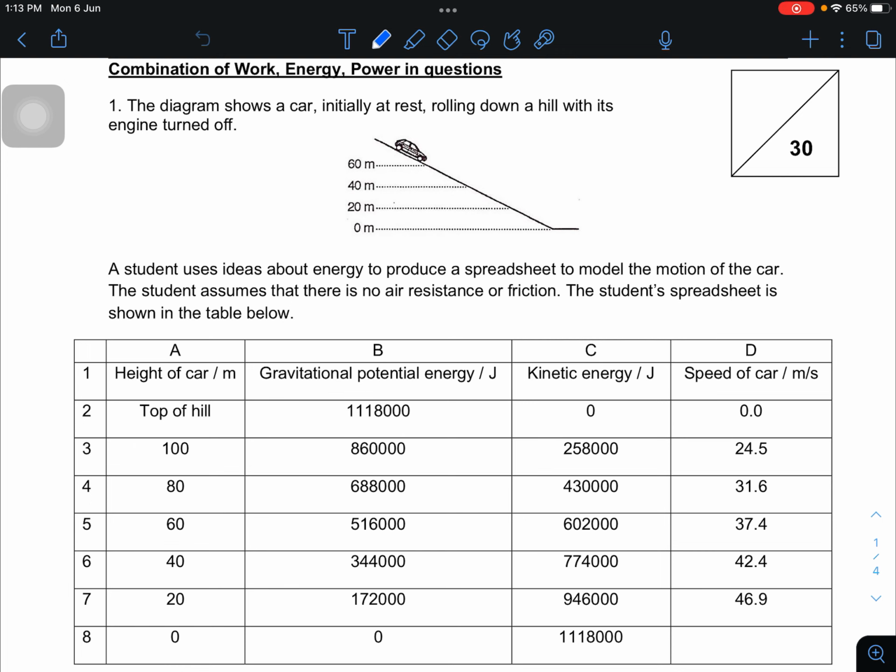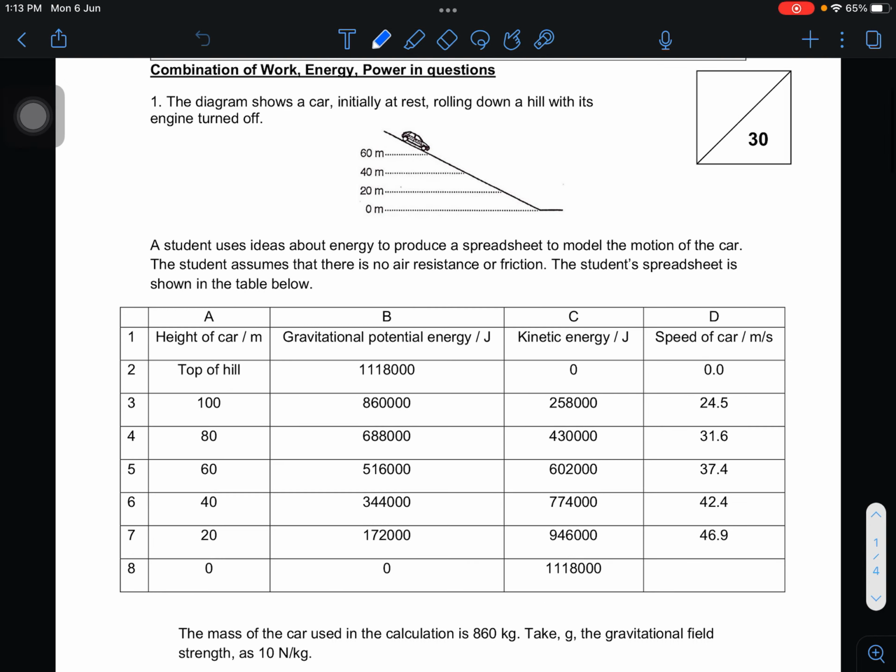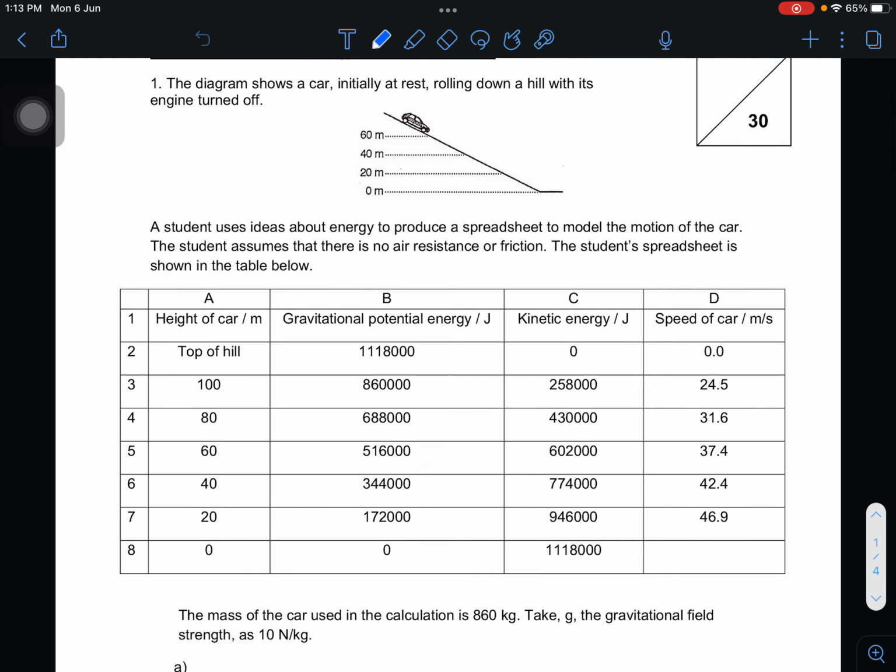All right, this is actually a very good question, and I would say it's a database question, so it could probably be found in section B of your paper 2. Question 1 says the diagram shows a car initially at rest, rolling down a hill with its engine turned off. A student uses ideas about energy to produce a spreadsheet to model the motion of the car. The student assumes that there is no air resistance or friction, and the student's spreadsheet is shown in the table below.